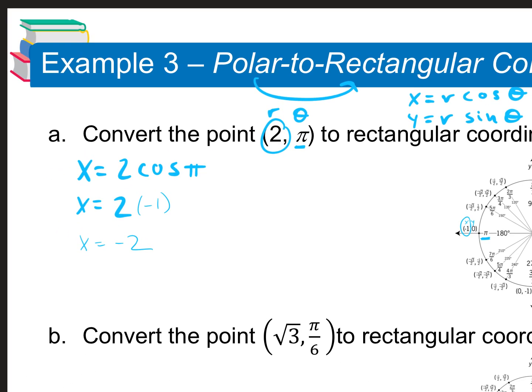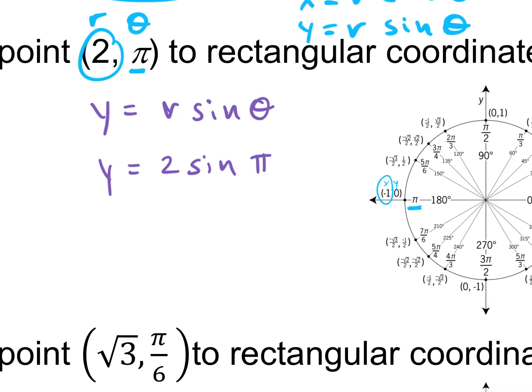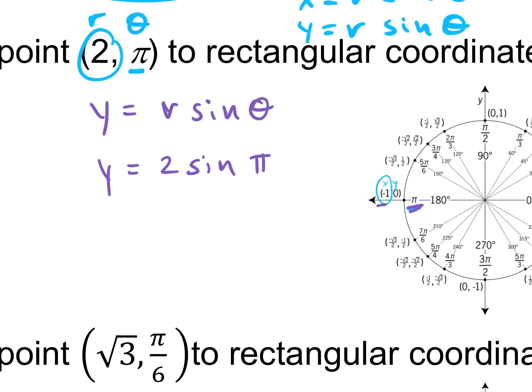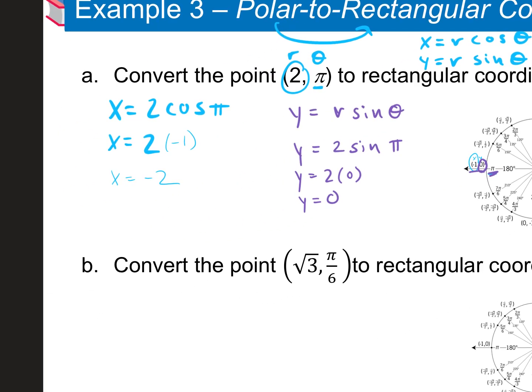Now let's find our y coordinate. So y is equal to r times sine of theta. So y is equal to 2 times sine of pi. So we go to our unit circle, we find pi. We're using our same point. What is sine of pi? The y coordinate, which is 0. So this would be 2 times 0, which is 0. So how would I write my coordinate point here? -2, 0.